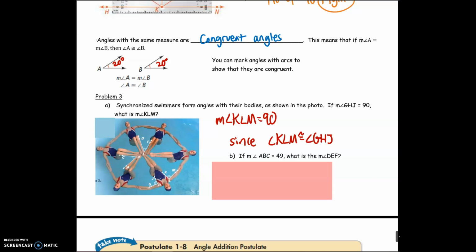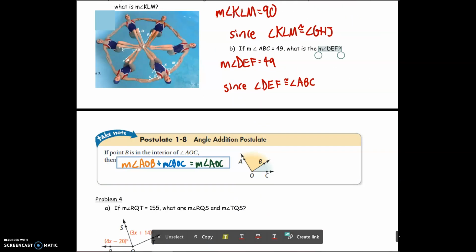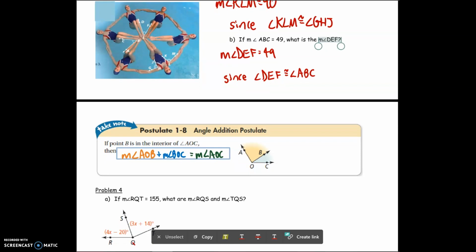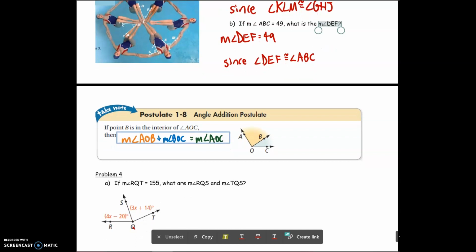So yeah, it looks like if the angles are marked congruent, I know that DEF is also just going to be 49. Again, since the angles are congruent, that's what's telling me that the measures are going to be equal. Next, we have the angle addition postulate. We're actually finishing with this, a lot like how we use the segment addition postulate in our last section. And essentially, this is kind of the same concept.